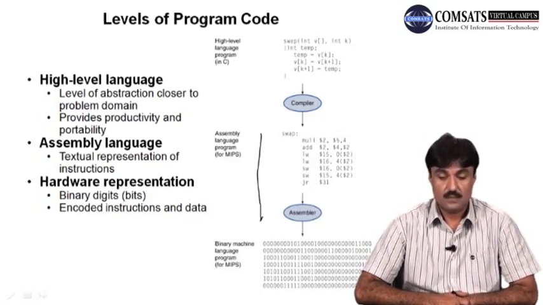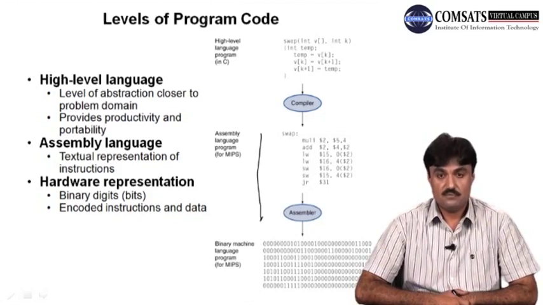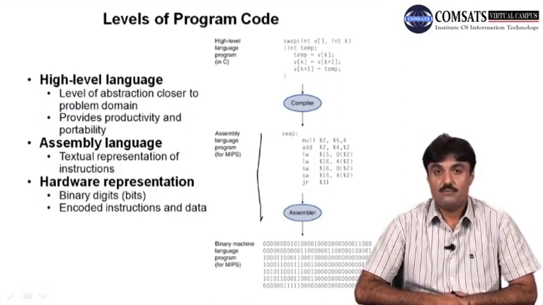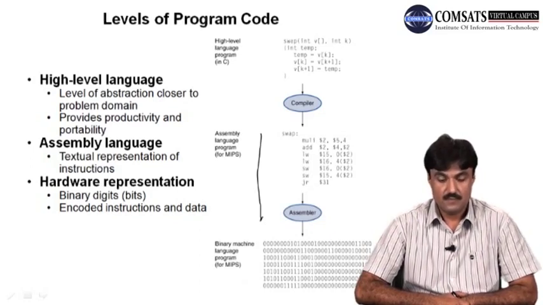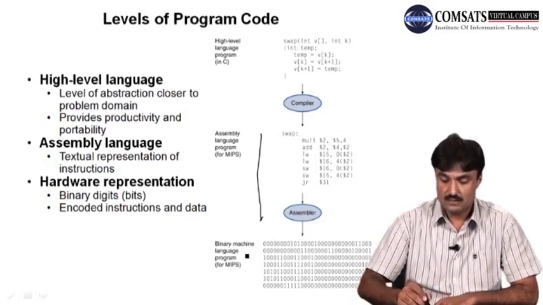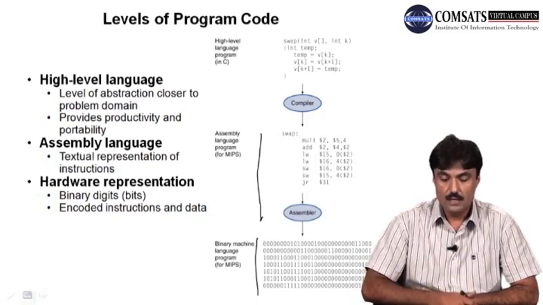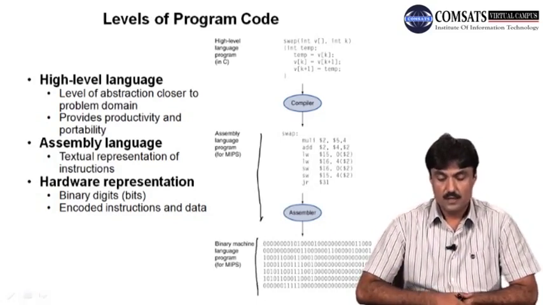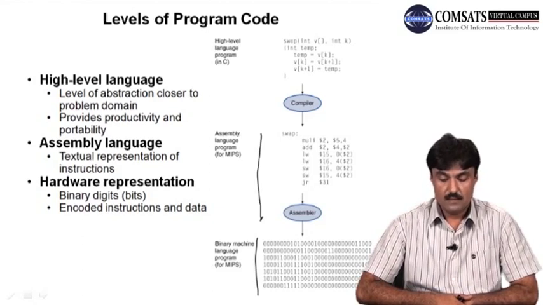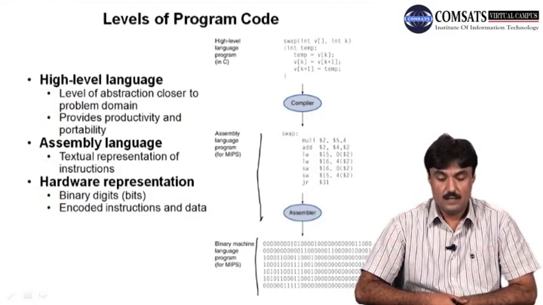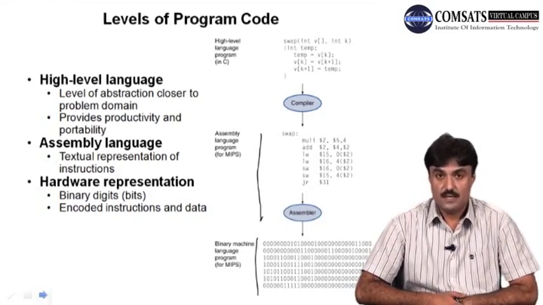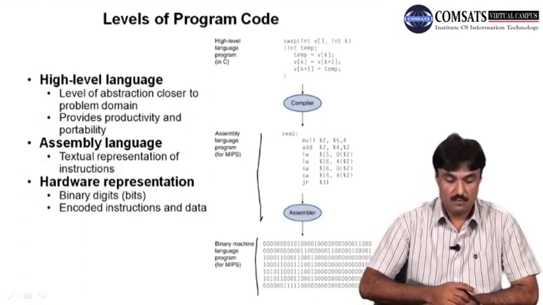The last level of the code is hardware representation. Inside the hardware, the code is represented in the form of binary digits, or bits, like zeros and ones, as you can see here. At this level of the code, the data and instructions are encoded and represented in binary format.